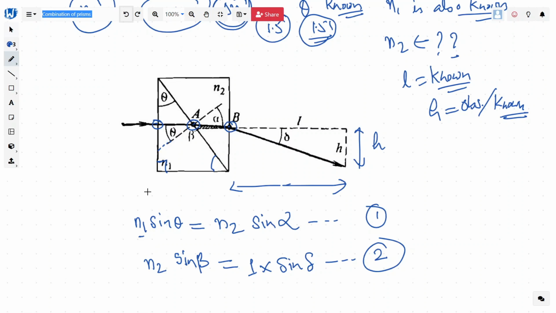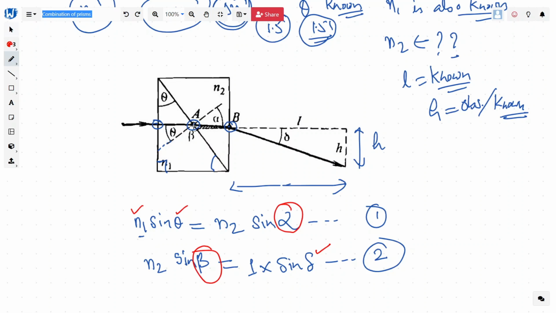Okay, so let's change the color. n1 is known, theta is known. Delta we can measure, alpha is not known, beta is not known. So first we have to eliminate one of these and then find a relationship between beta or alpha and theta, and then we will be able to solve the equation. So this is how we'll think about this. First thing first, let's try and find a relationship between alpha, beta and theta.